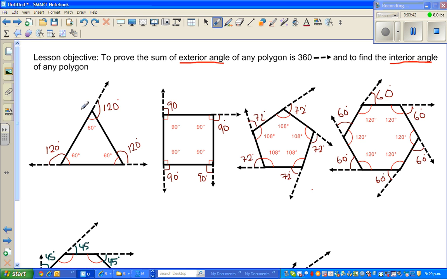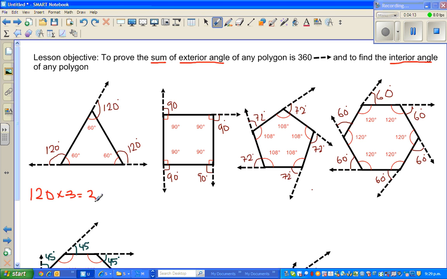So as we want to prove that the sum, and sum means addition, that means if you add the exterior angles of any polygon, it would always be 360 degrees. In this case, we've got three exterior angles, each measuring 120 degrees. So 120 plus 120 plus 120 is the same as 120 times 3, which is 360.